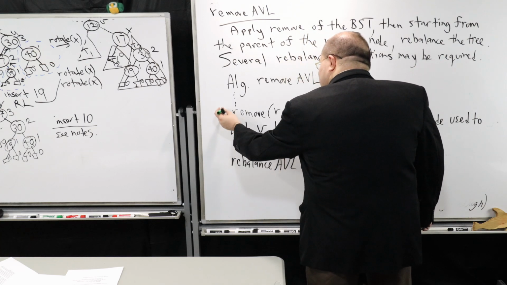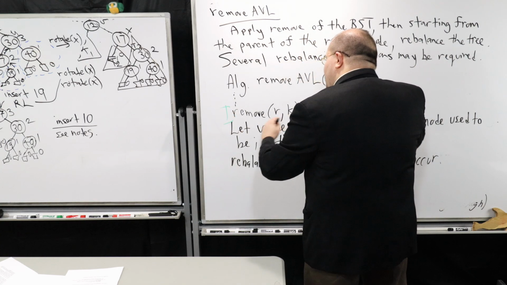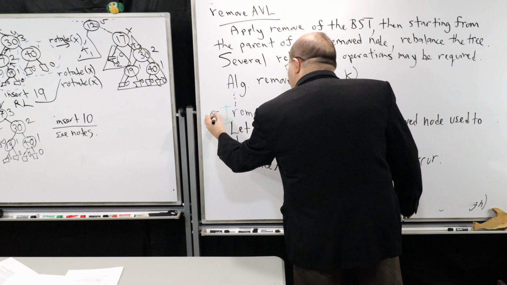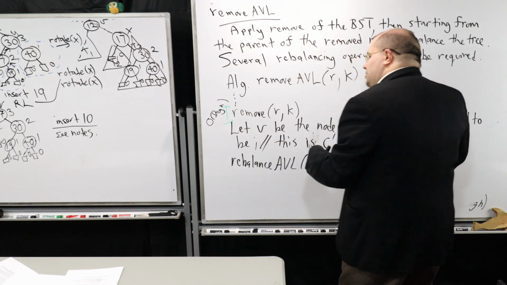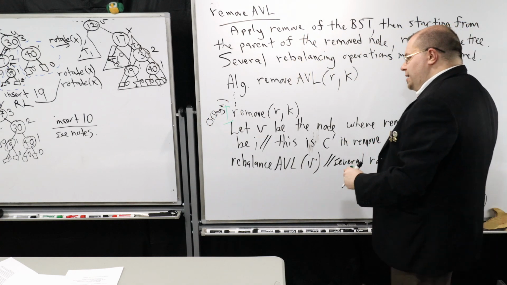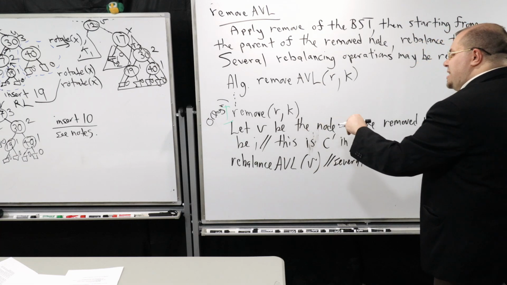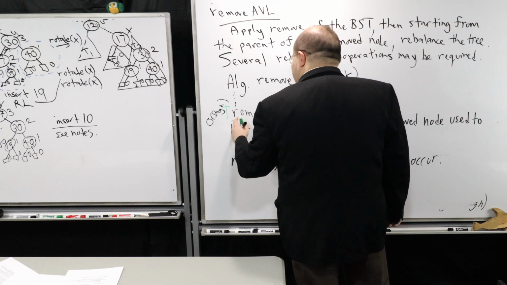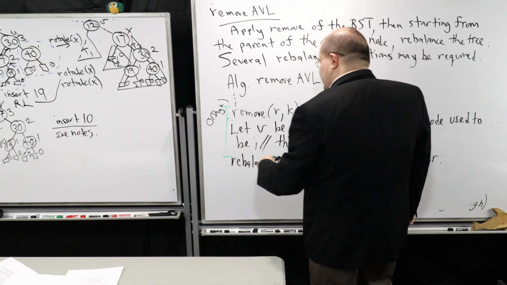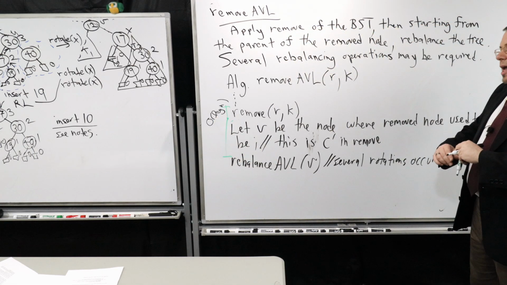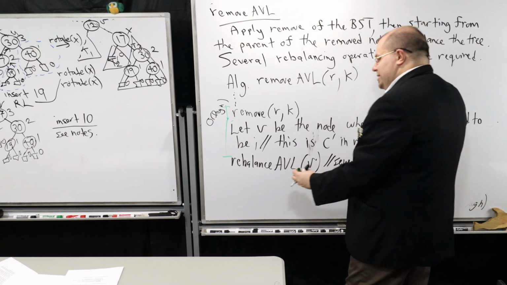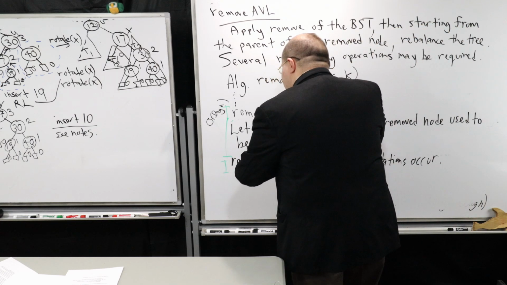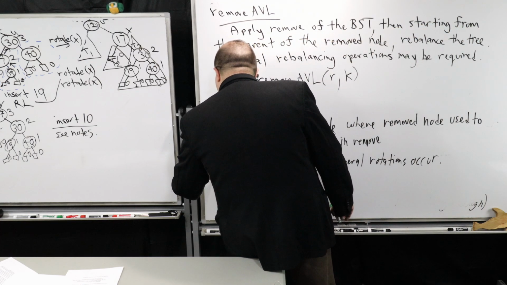So first, remove. We know how to do that in big O of log n because the height of the AVL tree is big O of log n. This node can be determined within remove if you need to. So I'm just going to extend this. And finally, rebalanceAVL we already established takes big O of log n.